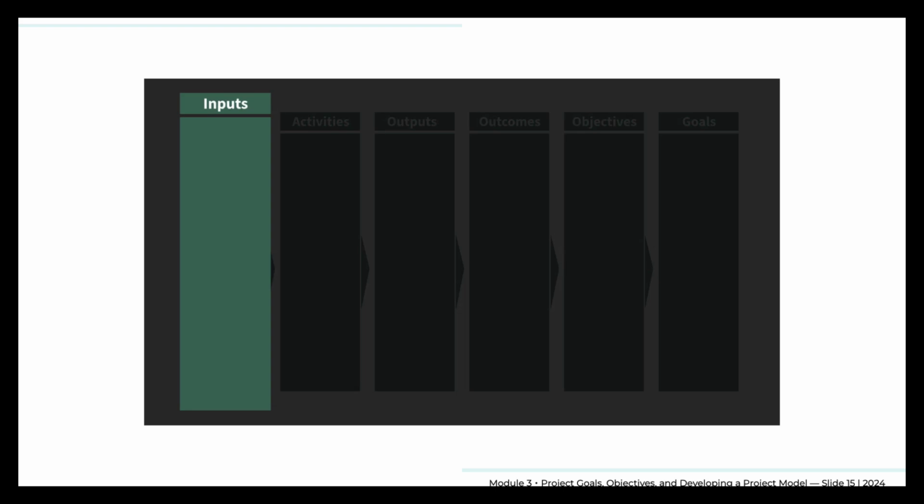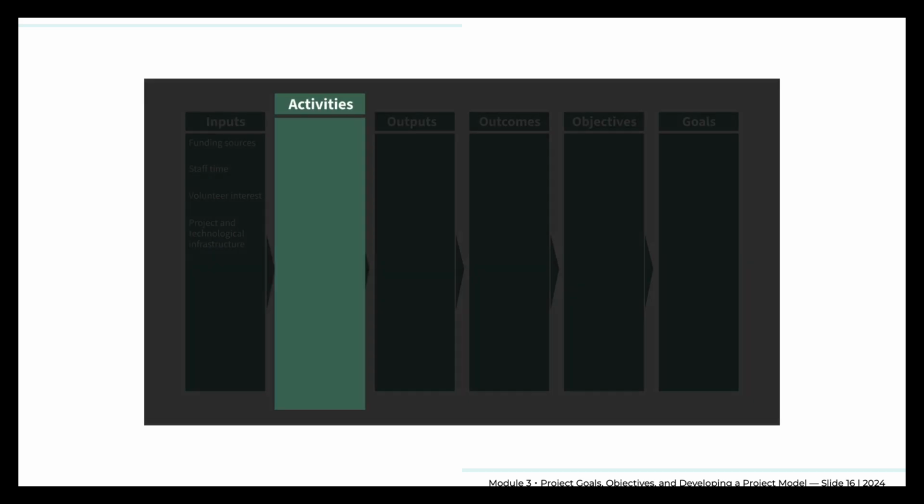Inputs are the resources that are made available to the project. They include funding sources, staff time, volunteer interest, and project and technological infrastructure. Activities refer to things that a project will develop, conduct, or make available to meet project objectives. They can be broken down into activities conducted by project staff and activities completed by project participants.